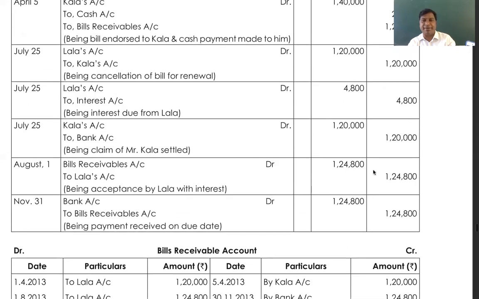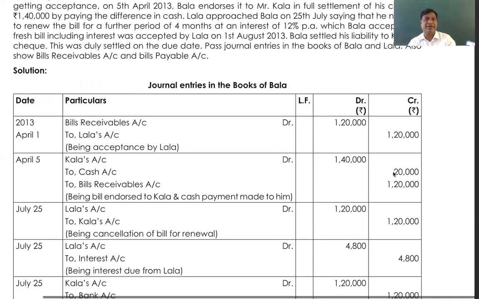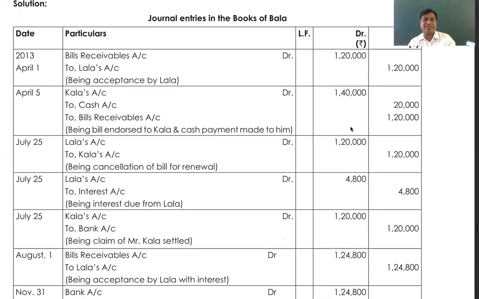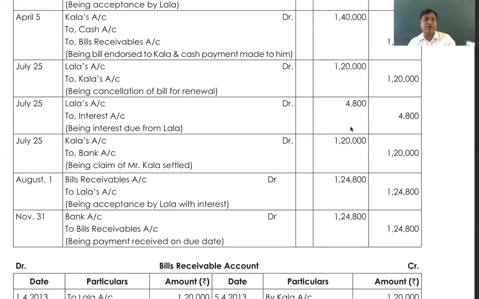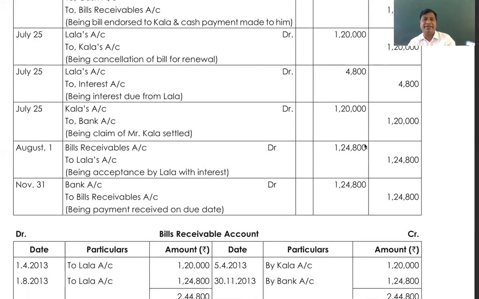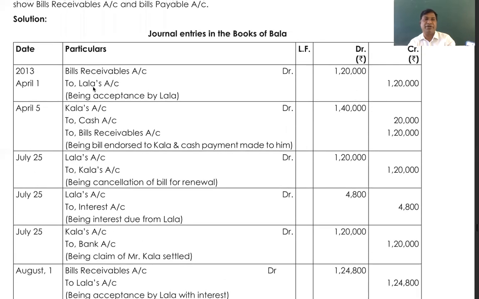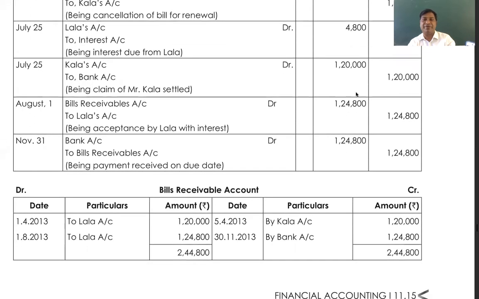Bill receivable account debit 1,20,000 plus 4,800 to Lala's account, 1,24,800. Now look at this. The same entry is written. Bill receivable account debit to Lala's account. It's the same entry, but the amounts are different. It was 1,20,000 when it was a fresh bill; when the bill is renewed and a new bill is drawn, the amount is changing, but the entry is the same. Bill receivable to Lala. The amounts are different because an extra 4,800 is added as interest.